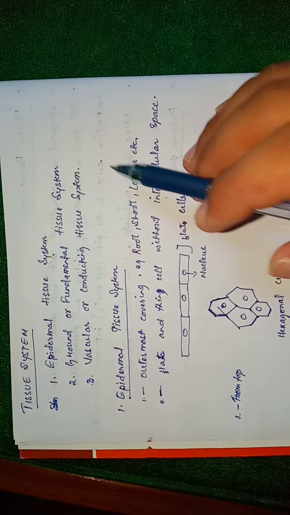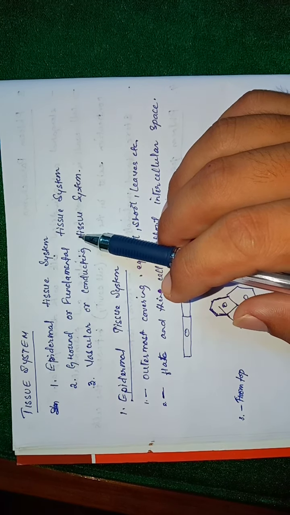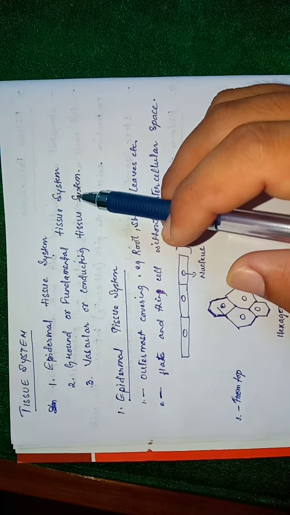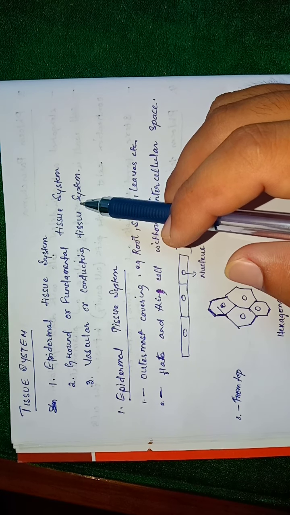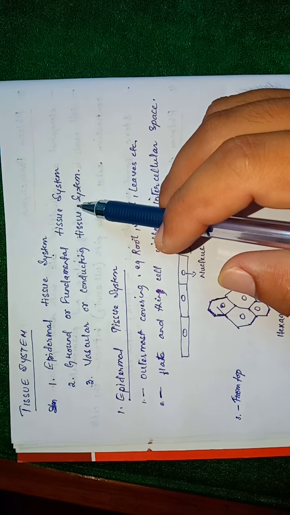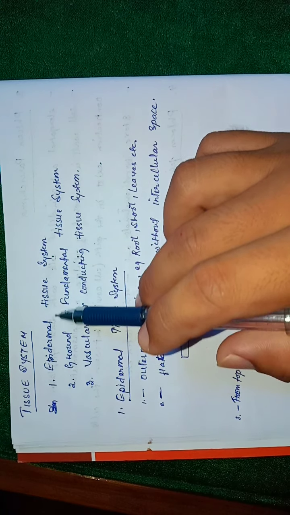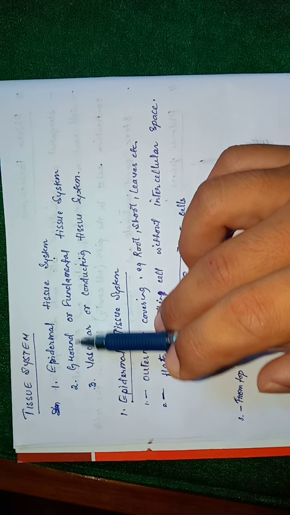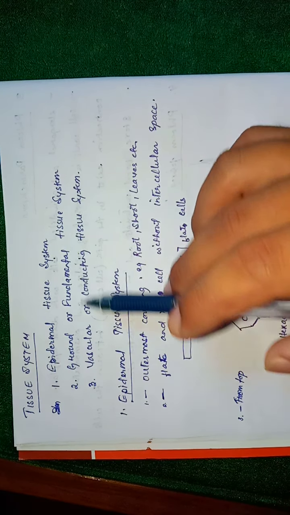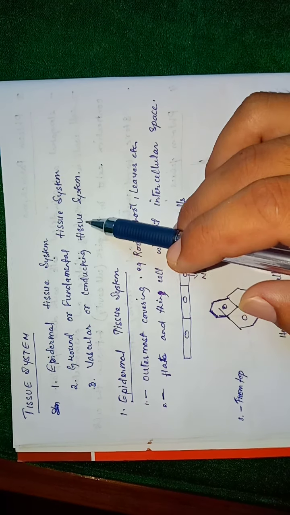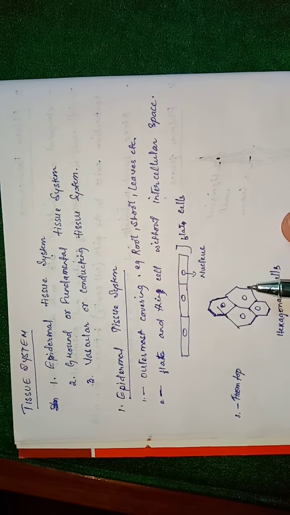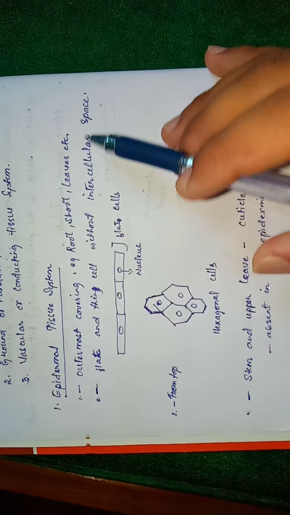Hello, let's discuss the tissue system. On the basis of their structure and location, there are three types of tissue systems in plants. The first one is the epidermal tissue system, the second is the ground or fundamental tissue system, and the third is the vascular or conducting tissue system. Let's first discuss the epidermal tissue system.